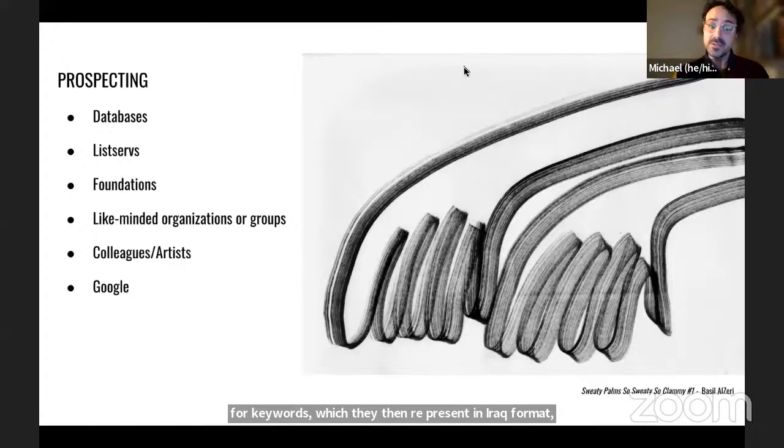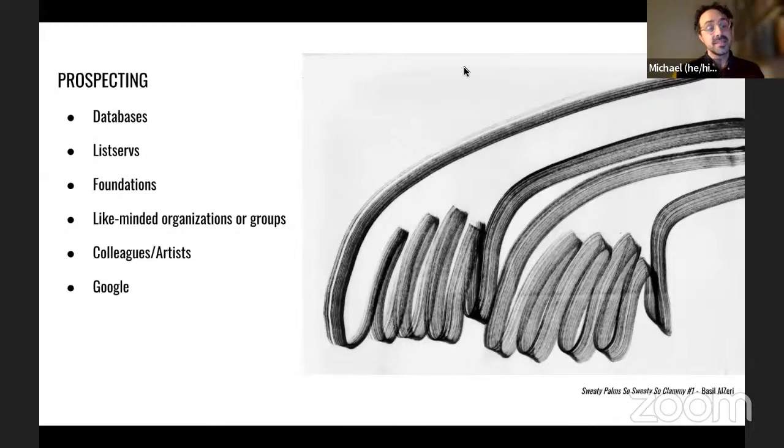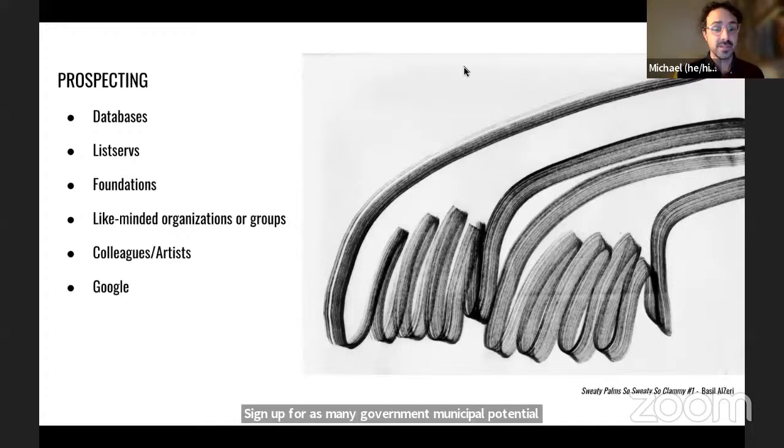I would suggest you review the following. So listservs. Sign up for as many government, municipal, provincial, federal, foundation, corporate funder listservs to get direct, up-to-date email notifications when new grants and resources emerge.